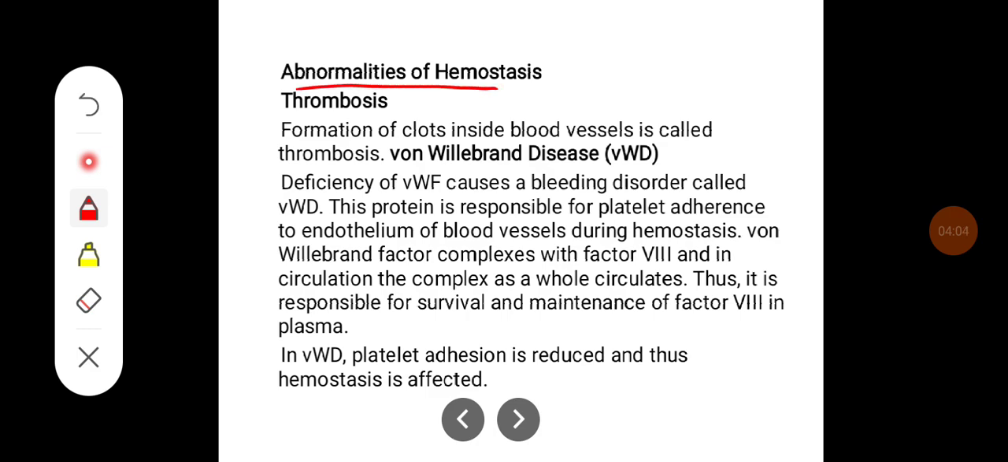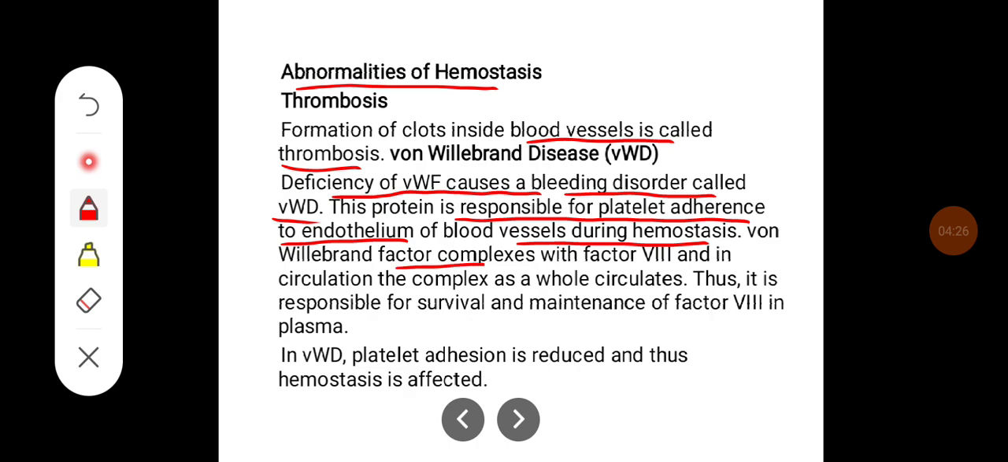Abnormalities of hemostasis. Thrombosis. Formation of a clot inside the blood vessels is called thrombosis. Von Willebrand's disease. Deficiency of von Willebrand factor causes a bleeding disorder called von Willebrand's disease. This protein is responsible for platelet adherence to the endothelium of blood vessels during hemostasis.